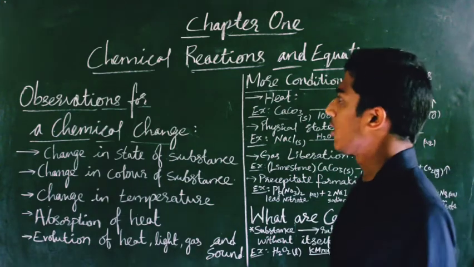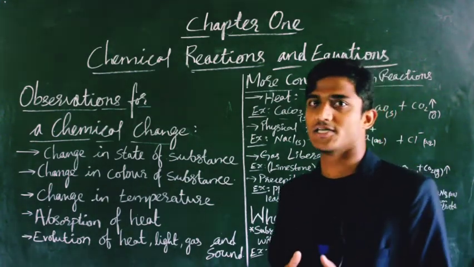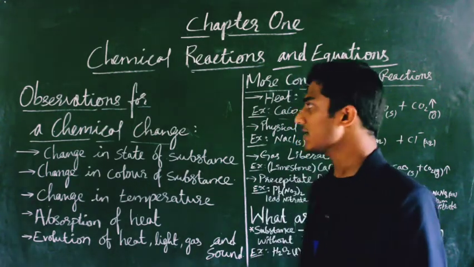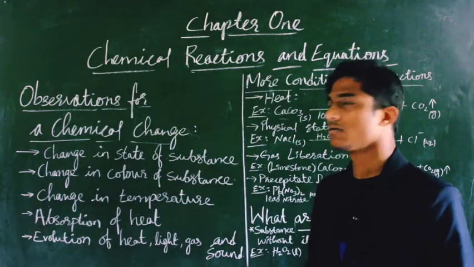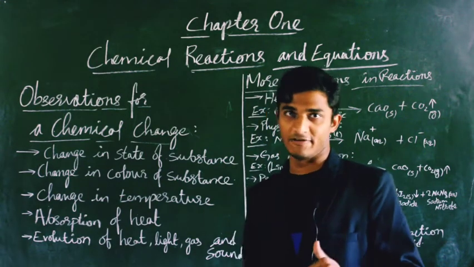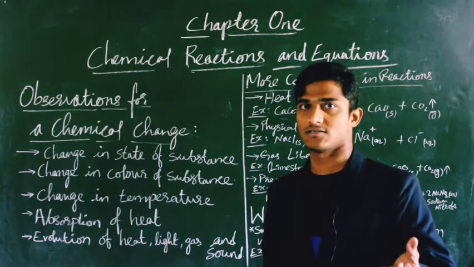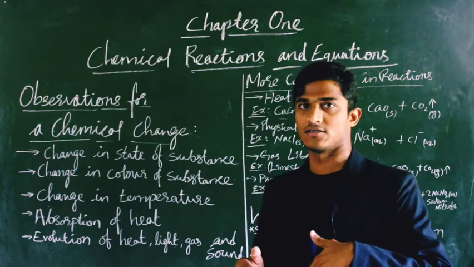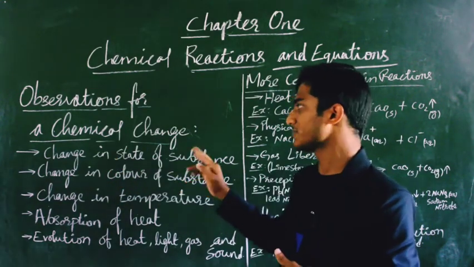First one, observations for a chemical change. Whenever you perform any chemical change, there are certain things to be observed. Those points are change in state of substance. For example, take an ice cube. Immediately after you take it out from the refrigerator, you keep it outside in a plate or in a glass. The ice cube that is in solid state will turn into liquid state. So that is an example for change in state of substance.